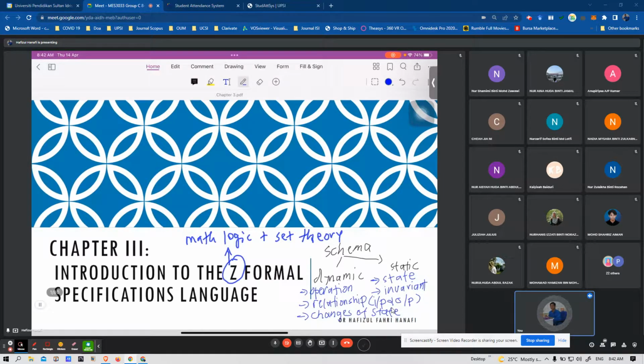Okay, so far any questions here? For the static, the state it can occupy, and the invariant relationships that are maintained as the system moves from state to state. And then for the dynamic, the operations that are possible, the relationship between input and output, and the changes of the state that happen.